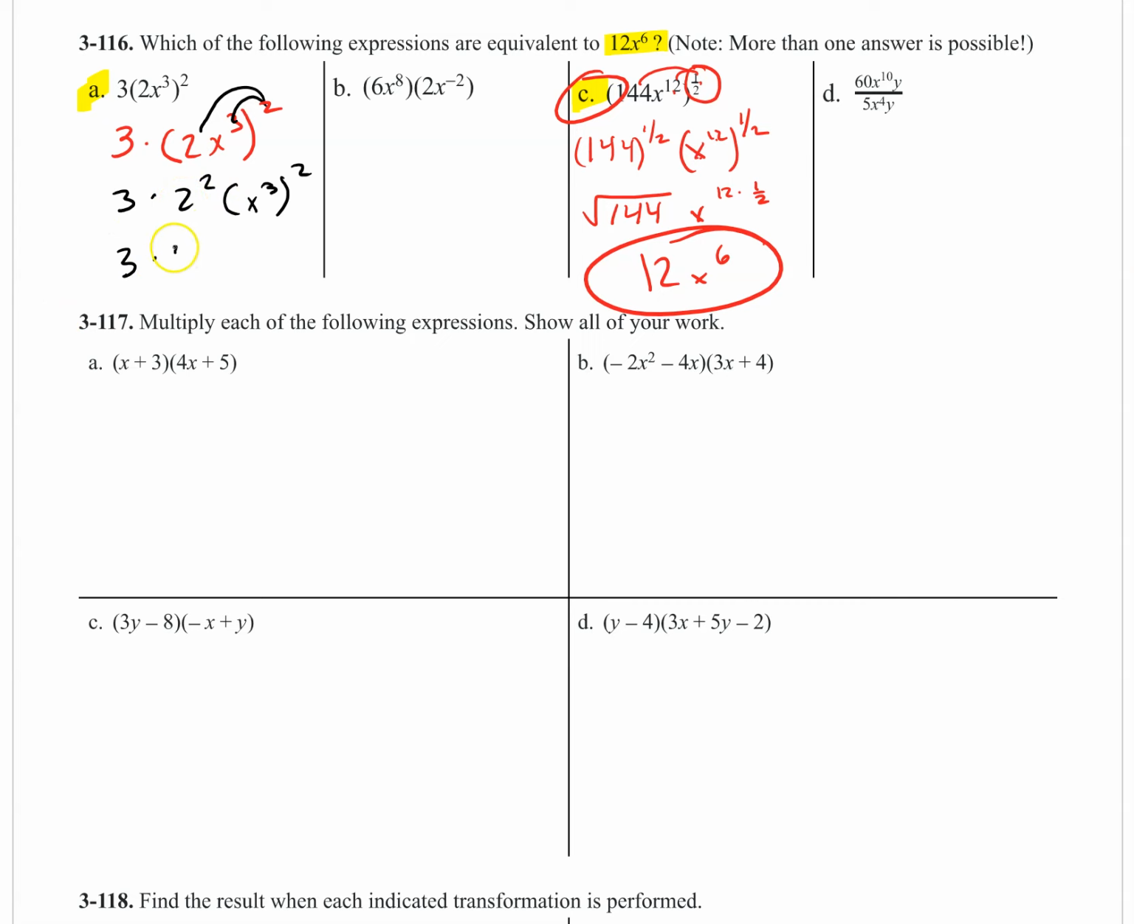2 squared is 4. And then x to the power 3 raised to the power 2, power to a power, multiply. So we've got 12, 3 times 4, that's 12, x to the power 6. That one is also. Alright, so I'll let you figure out the rest of them, B and D.